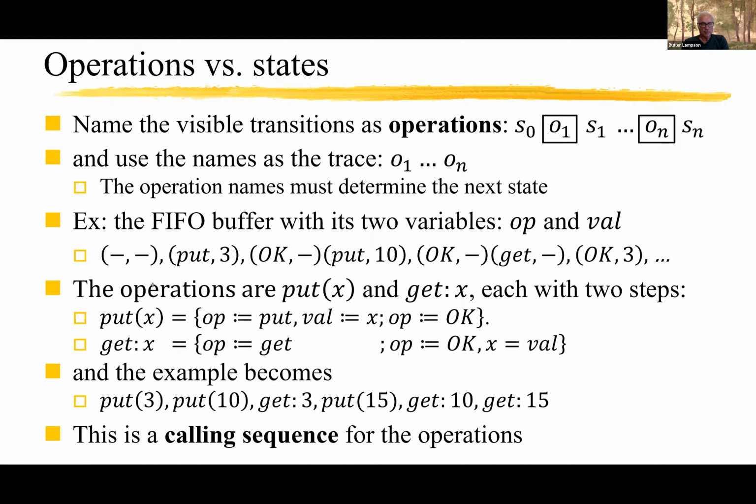So for example, in the FIFO buffer with its 2 variables, I've written down here a prefix of the trace that I showed you a couple slides back. And in this system, of course, the operations are put of x and get returns x. And each of them has 2 steps, as we saw before. And the example now becomes quite a bit more intelligible. Instead of a lot of futzing around with the op and val variables, the trace just becomes put 3, put 10, get 3, put 15, get 10, get 15.